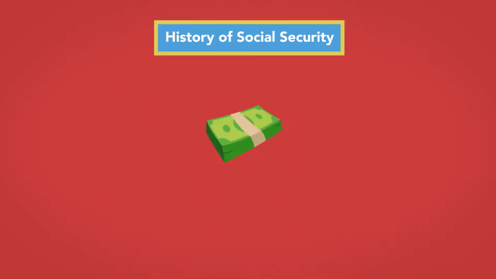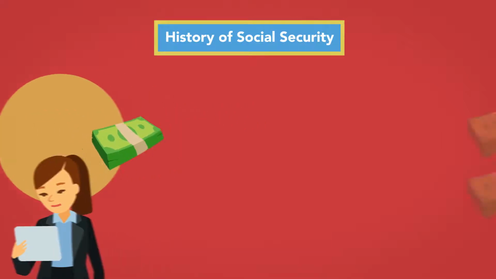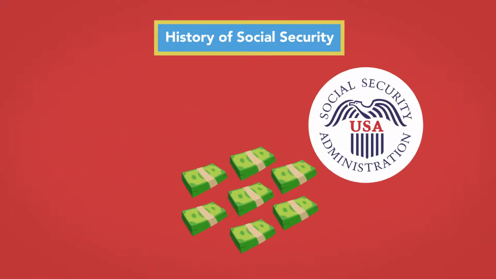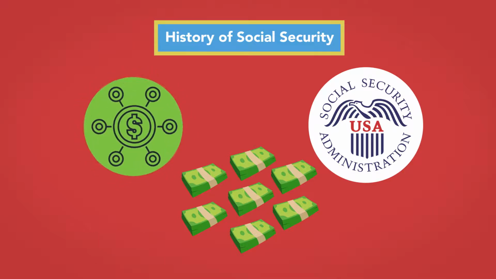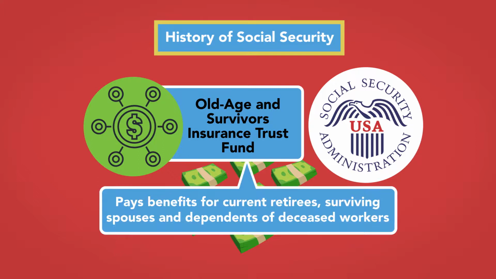Social Security taxes are not stashed away in the wage earner's personal Social Security savings account. Instead, the Social Security Administration pools the money and uses it to cover current beneficiaries. 81 cents of every Social Security tax dollar goes into a trust fund, called the Old Age and Survivors Insurance Trust Fund, that pays benefits to current retirees, surviving spouses, and dependents of deceased workers.